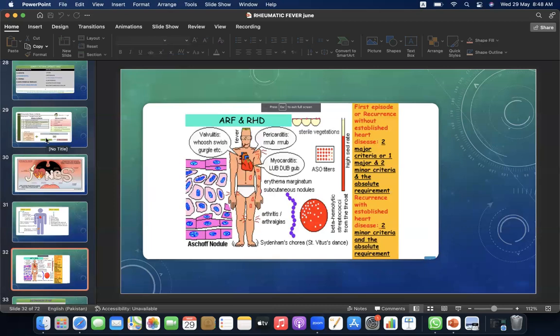For the first episode, or a recurrence without established heart disease, two major criteria or one major and two minor criteria, plus the absolute requirement. For a recurrence with established heart disease, two minor criteria and the absolute requirement. So that would be the criteria for acute rheumatic fever and rheumatic heart disease.